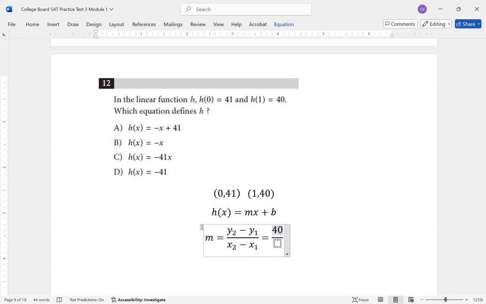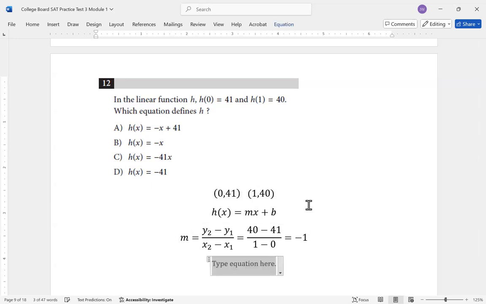And if we look at the change in y, we'll start with 40, that's the y value of the second point, minus 41, that's the y value of the first point. Then we divide by 1 minus 0. And essentially what you get is -1 over a +1, which is -1. So we have slope of -1. And we can see that (0, 41) is the y-intercept. So when we plug in 0, we get 41. That means the b value is 41.